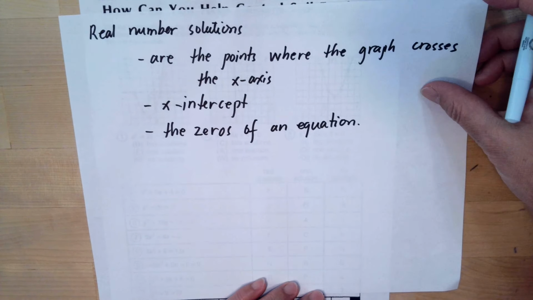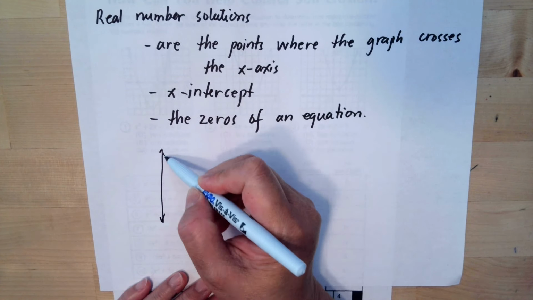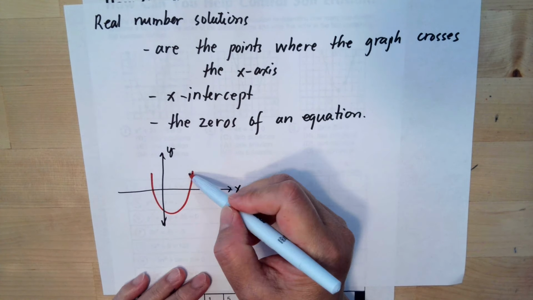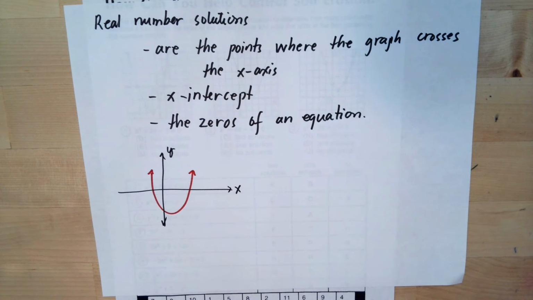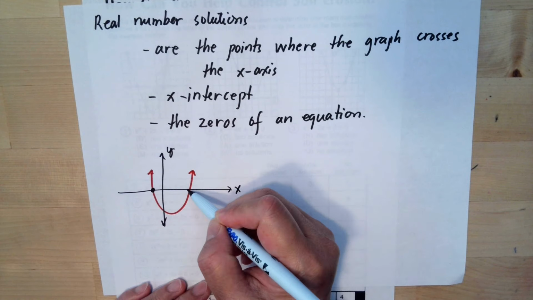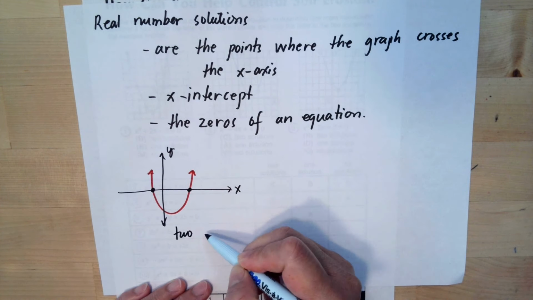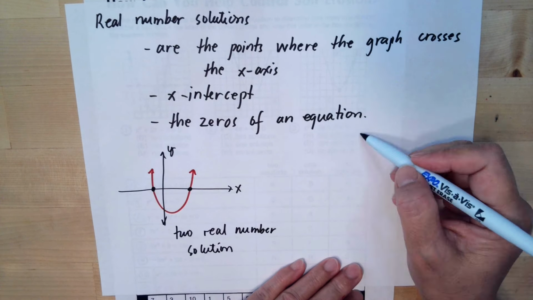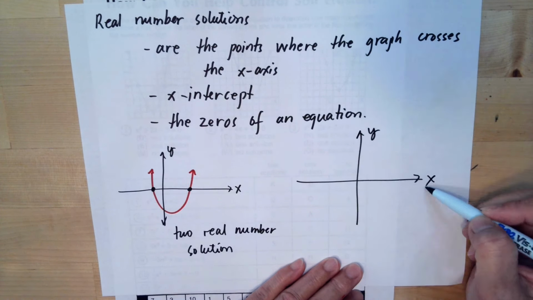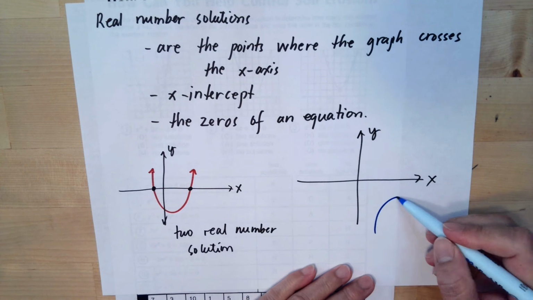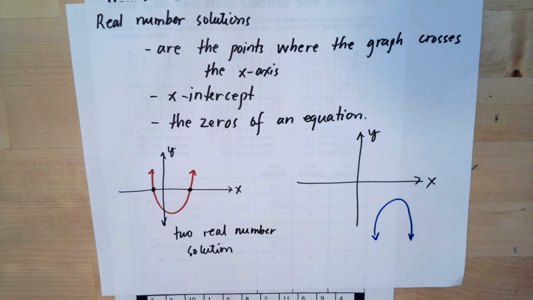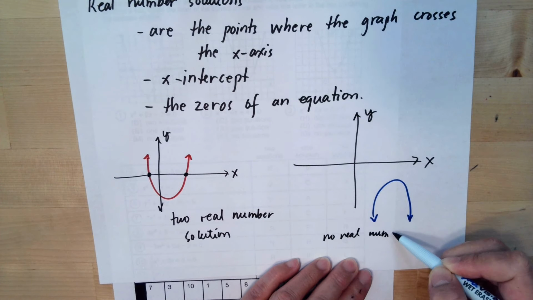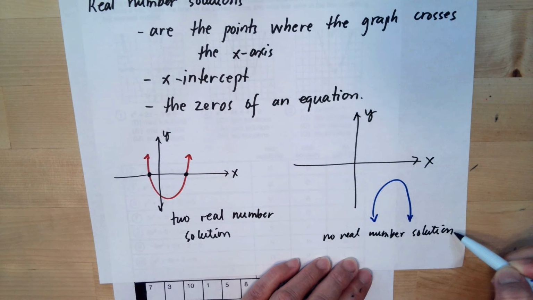Now, if the graph is given, for example, this is your y-axis, this is your x-axis, and your graph is like this. So how many times does your graph cross the x-axis? We have 1, 2. So we have 2, meaning we have 2 real number solutions. Now what if the graph never touches or crosses the x-axis? So for example, this. If your graph never touches the x-axis, you have no real number solution, because the solution will be imaginary.